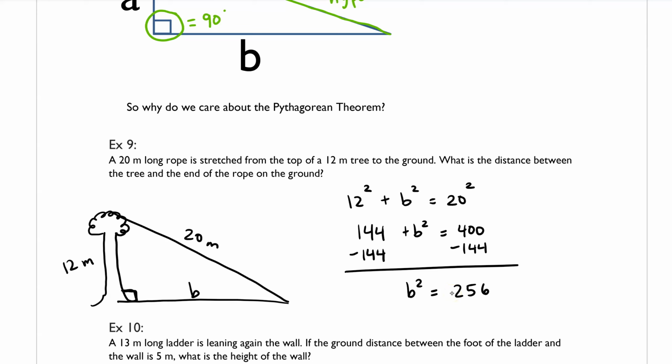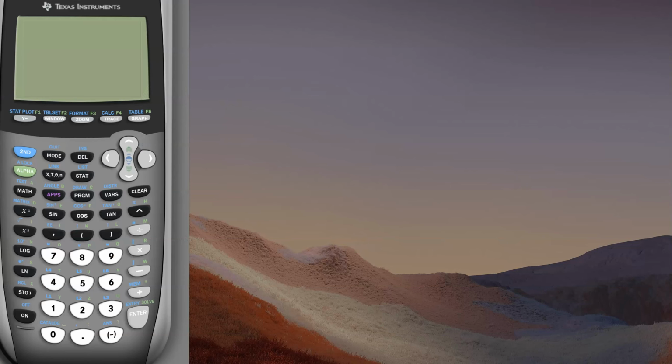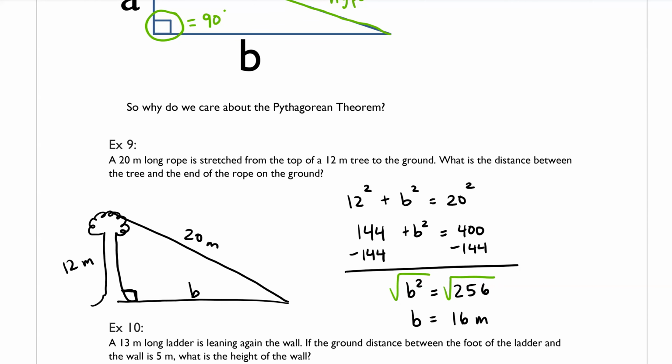Now, it's at this point that we want to solve for b and not b squared. And the way that we would do that is we would take the square root of both sides of our equation. And if we do that, on the left-hand side of the equation, we're just left with b. And let me show you where that is on your calculator. So you want to press second, and then the square root button is where the x squared button is. And then we would type in 256 and press enter, and we get 16. So b is equal to 16 meters.